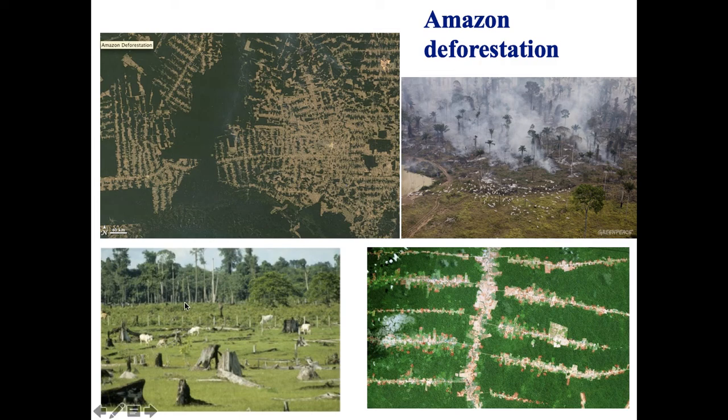You can see that cows are often put to graze very, very rapidly after the trees are taken down. So you can see up here that the fires are still burning to take the trees out and get rid of the piles of timber, and they've already put cows out. And so that's a big part of the Amazon deforestation.